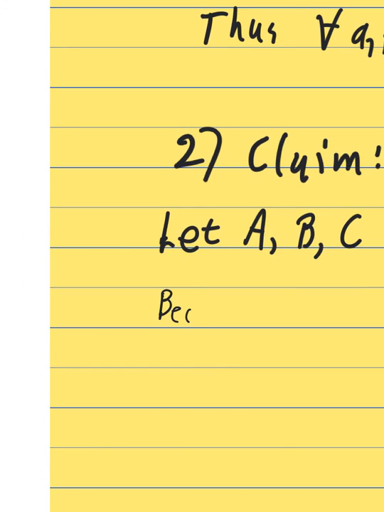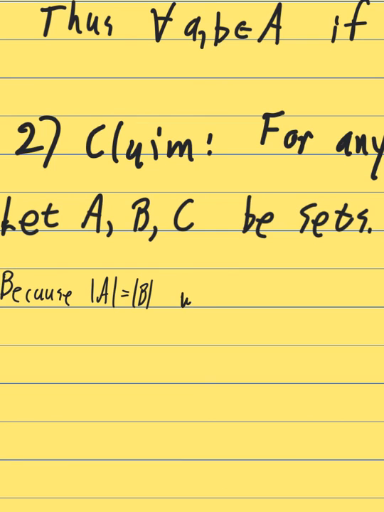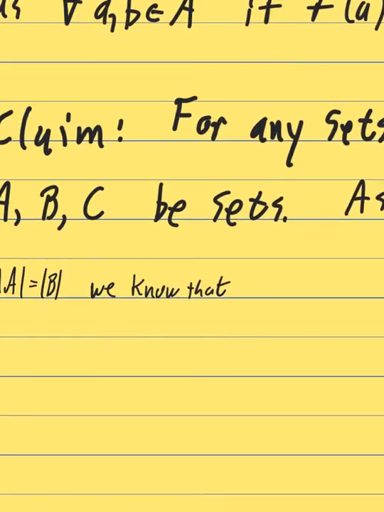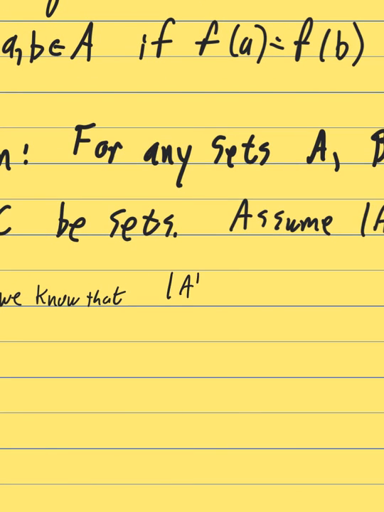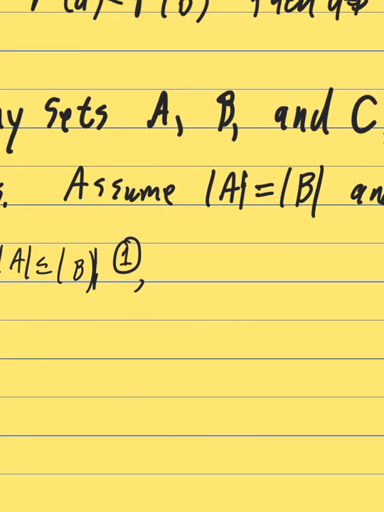So let's see, because size of A equals the size of B, we know that size of A is less than or equal to size of B, and I'm going to indicate each of the following claims with some symbols. So this will be item 1. Size of B is less than or equal to the size of A. There's item 2.